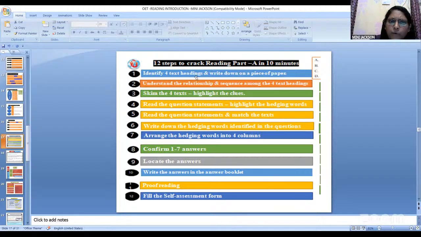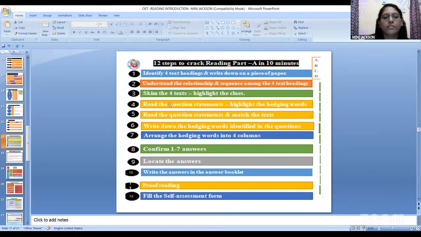Identify the text headings and write them down on a piece of paper. While practicing, you can write them on a piece of paper or in the right corner of the paper. Then next one is to understand the relationship and the sequence among the 4 text headings. That means the first paragraph is related to the description, the second to the clinical assessment, the third to the management, and the fourth to the monitoring. We have to understand and focus on that sequentially.